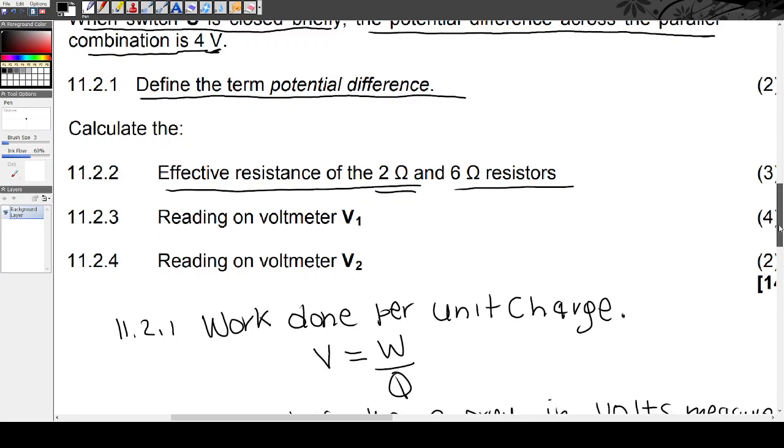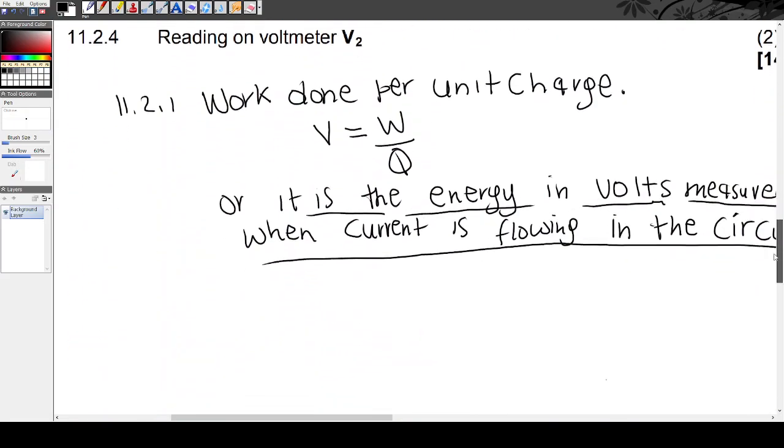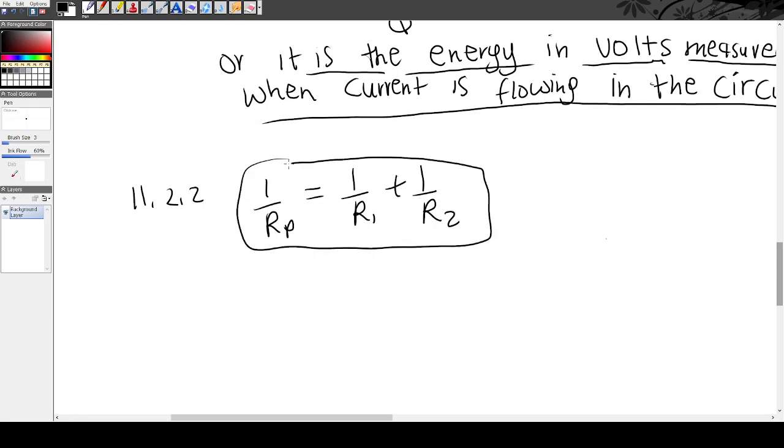Okay, let's take a look at them. The 2 ohm resistor and the 6 ohm, they are parallel. So we want the resistance of parallel resistors. Okay, that should be easy. That's 11.2.2. Remember we said in the previous videos, when you want to find the resistance of parallel resistors, this is the formula that you use. 1 over Rp is 1 over R1 plus 1 over R2.